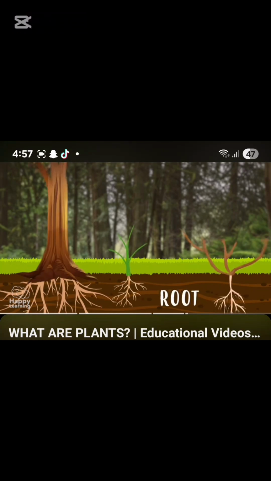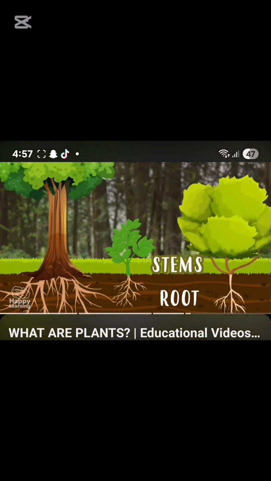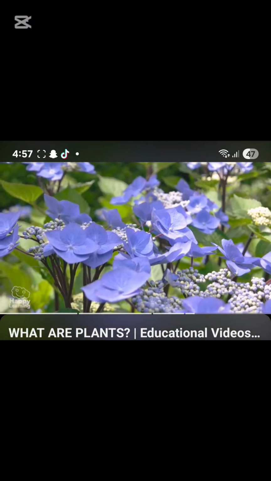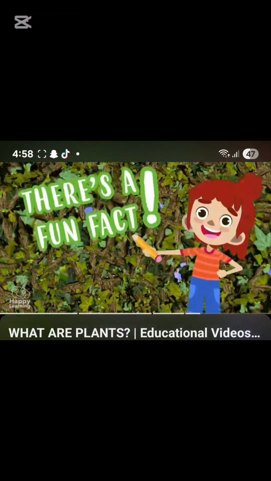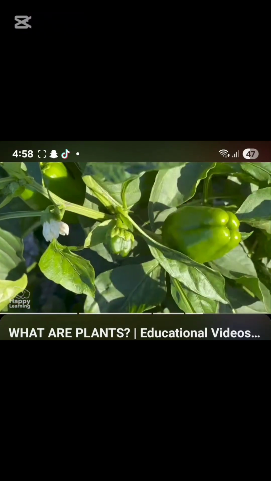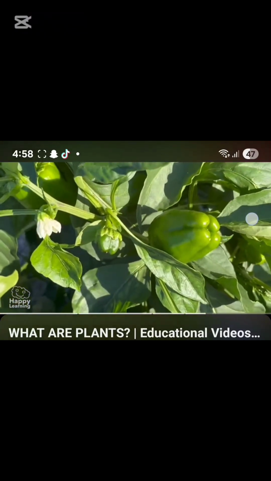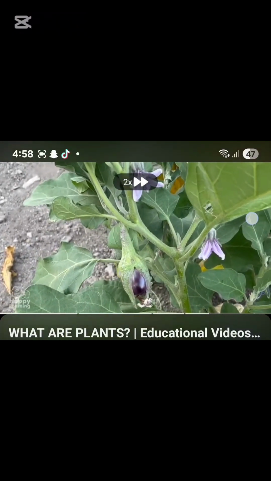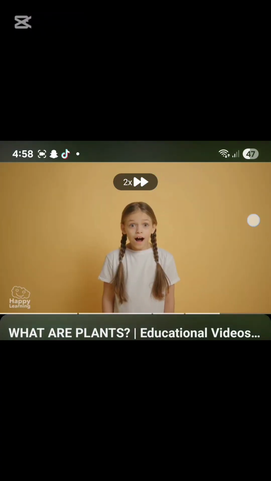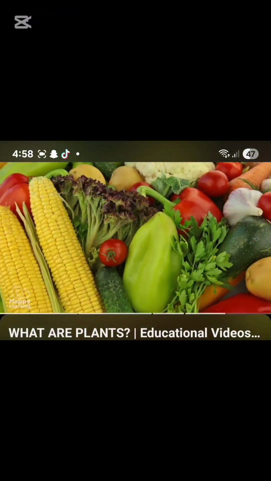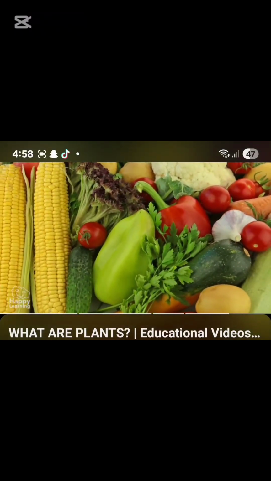Most plants have three parts: roots, stems, and leaves. And some also have flowers. There's a fun fact. Did you know that some flowers turn into fruits? Yes, they do. All the pears or apples we eat were flowers before. It's amazing. But before we say goodbye, remember, it's important to eat lots of fruit.